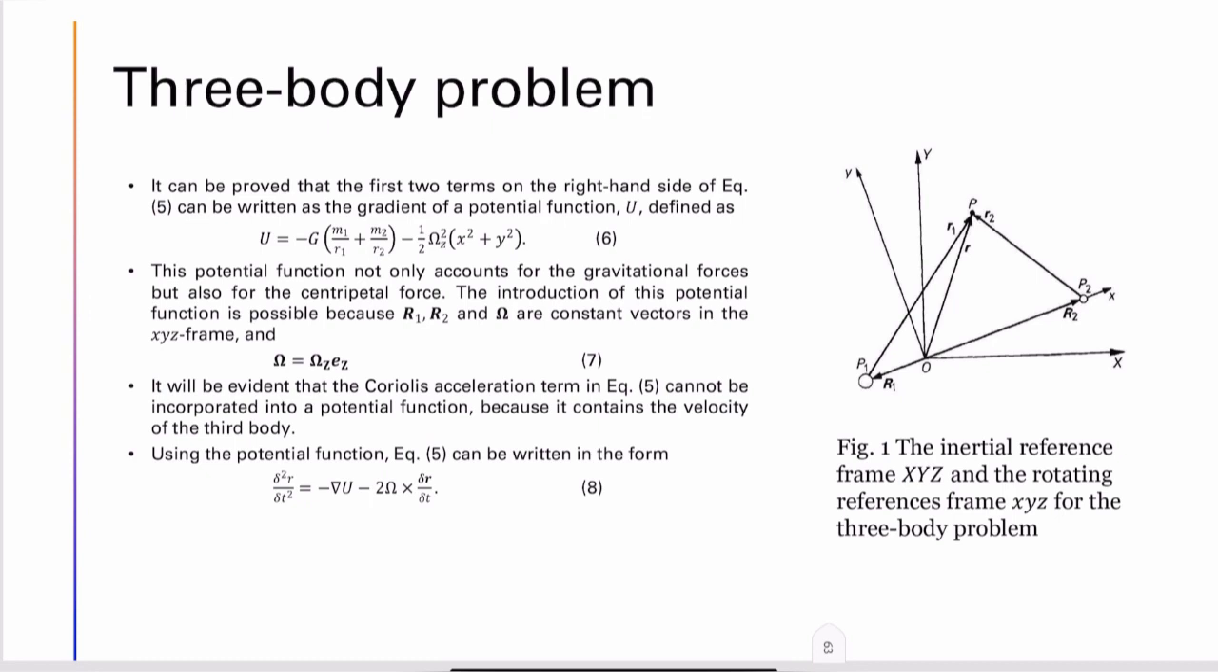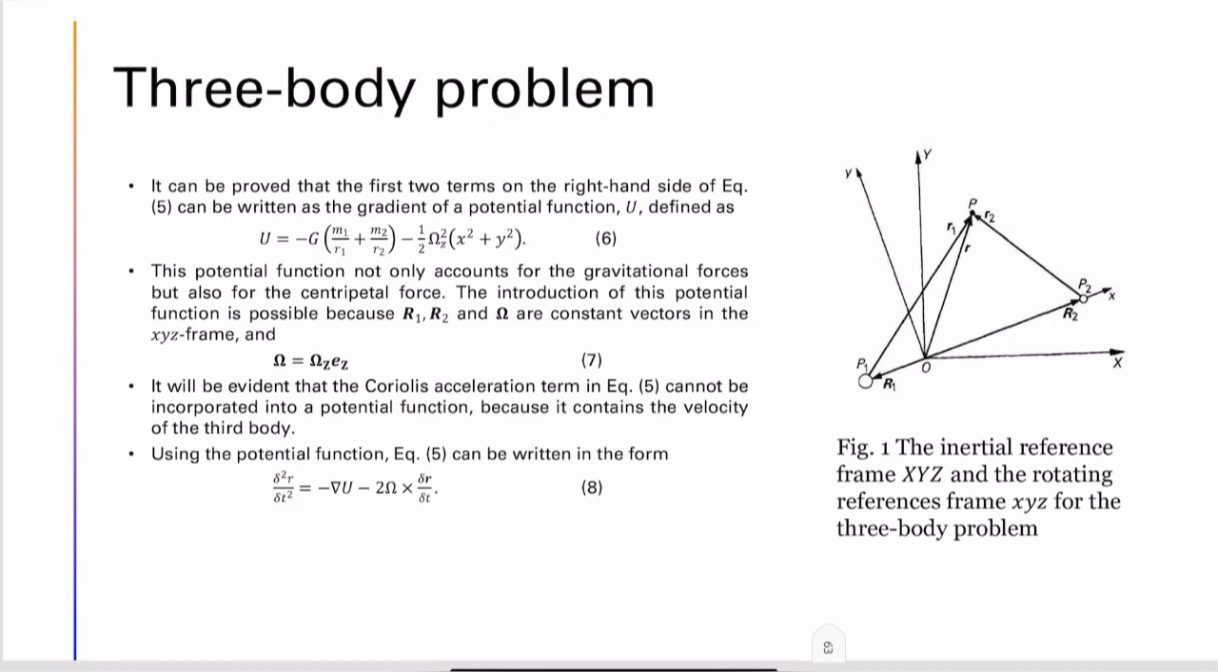So we have the potential energy equation here. The potential function accounts not only for the gravitational force but also for the centripetal force. The introduction of this potential function is possible because r1, r2 and omega are constant vectors in the xyz frame. In the xyz frame, r1, r2 and omega are the constant vectors. Okay, now I can write omega in terms of the angle with respect to the z line, and Ez is nothing but the unit vector along z.